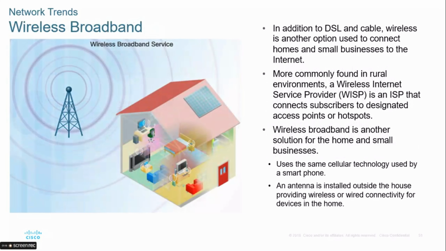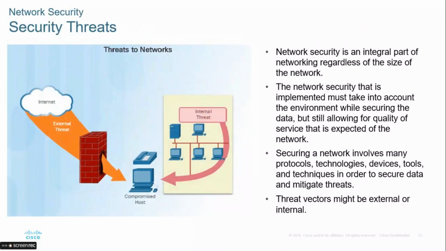In wireless networks, we've got wireless broadband. It's one of the network trends. You can see this is a mast. It is broadcasting a signal, providing services to this home. So you need to master the trends that are happening in networking. There is the smart home, use of IoT devices. There is power line networking. There is wireless broadband. Then security threats.